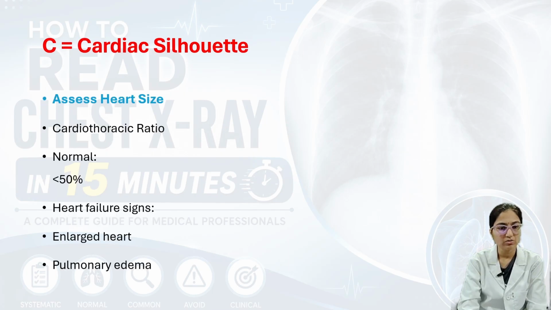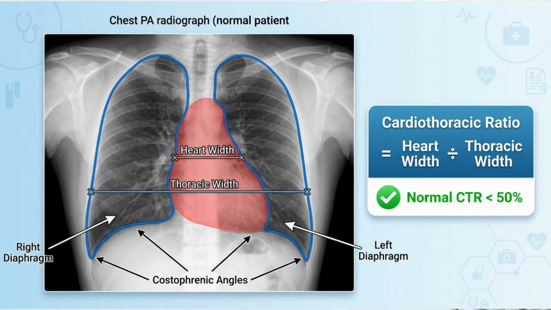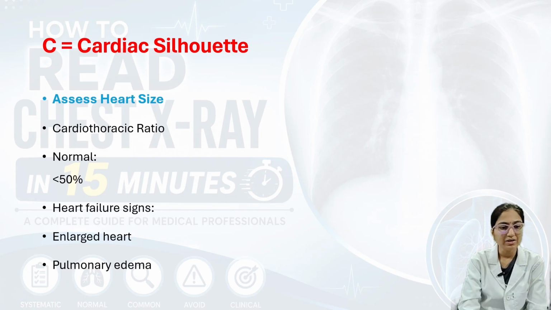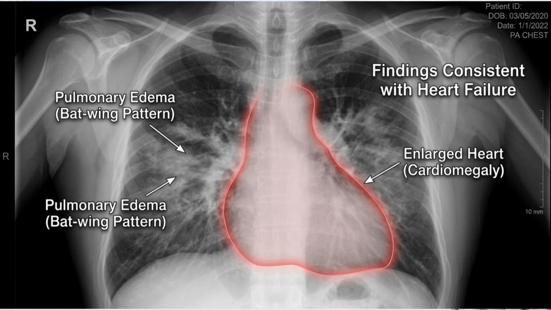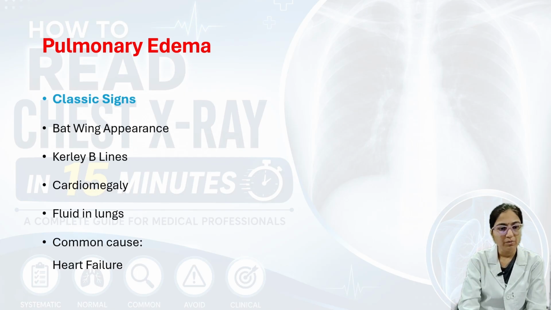And then next comes the cardiac silhouette. Assess heart size. Cardiothoracic ratio normal is less than 50%. Heart failure signs are an enlarged heart, and we can see pulmonary edema. Next, pulmonary edema. Classic signs are bat wing appearance, Kerley B lines, and cardiomegaly, and fluid in lungs. The main common cause is heart failure.